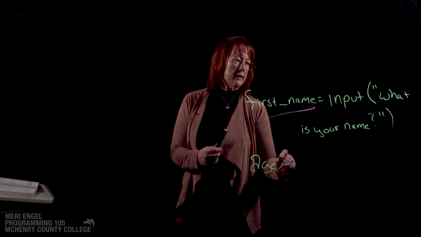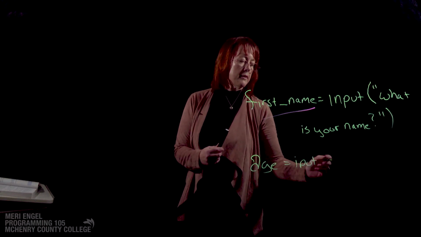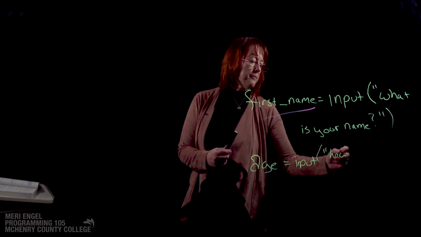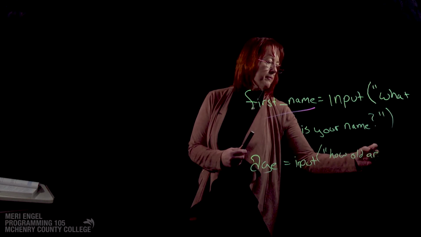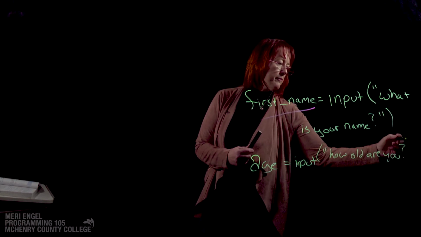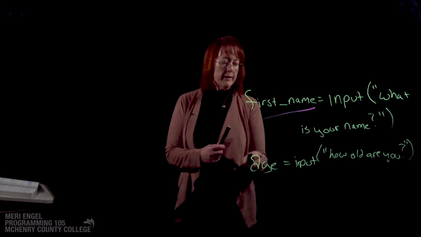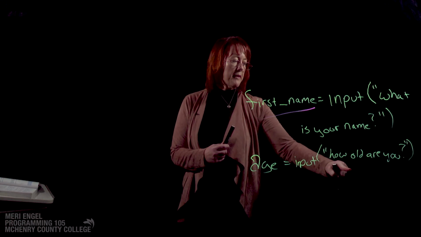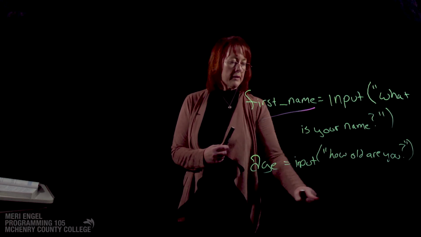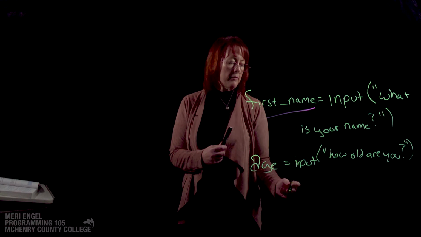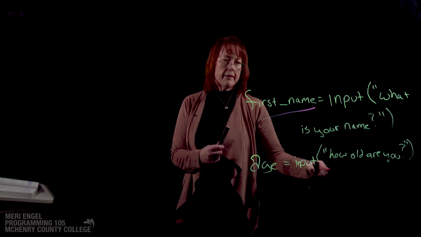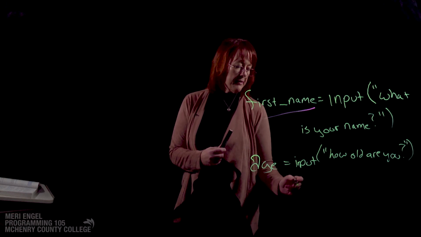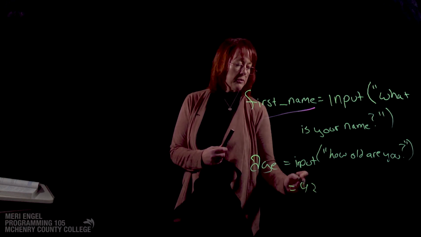Age equals input. How old are you? So again, this is our variable. Equals is assigning whatever's inputted by the user. This is what's prompted on the screen. So if we get 42, everything coming in from input automatically comes in as a string. So if what they put in is 42, then age is equal to 42.